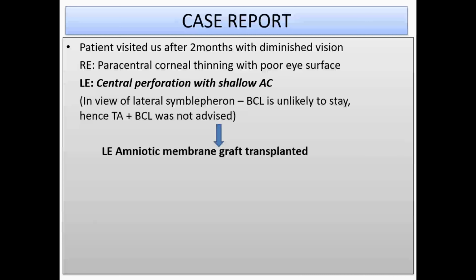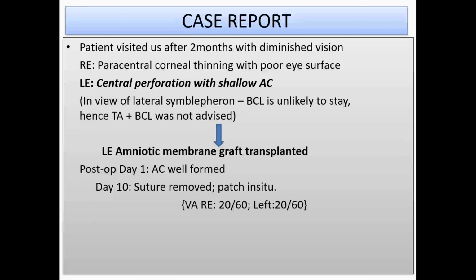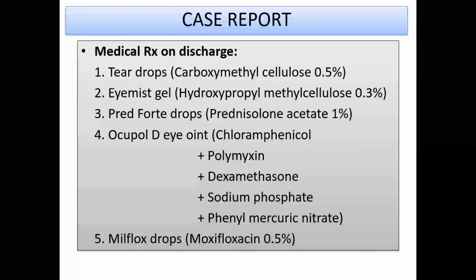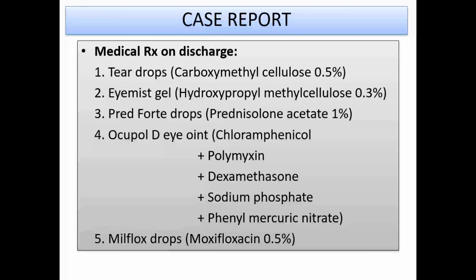In the left eye, an amniotic membrane graft was transplanted. Post-op day 1, the AC was well formed. On day 10, the suture was removed and the patch was in situ. Visual acuity in the right eye improved to 20/60 and the left eye was 20/60. Medical treatment on discharge was tear drops, eye mist gel, Predforte drops, prednisolone acetate, Acupol D ointment, chloramphenicol with polymyxin and dexamethasone, and Milflox eye drops.